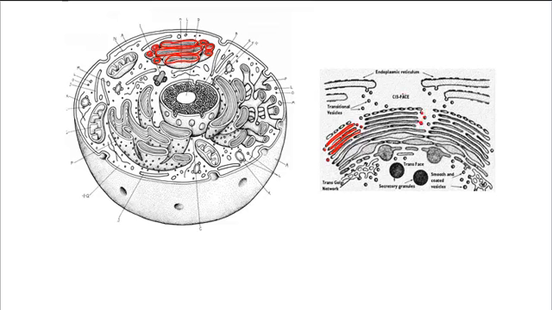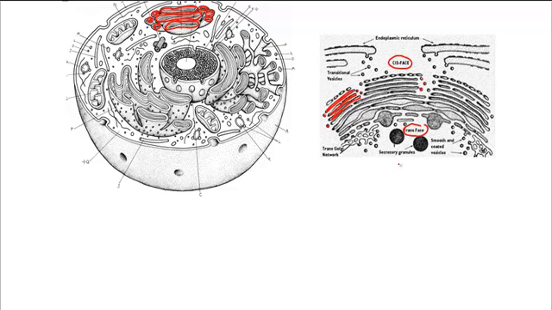Okay. If you look at this picture, there's something called the cis phase and the trans phase. Okay. And we'll talk about that in a second. So this is an electron micrograph.